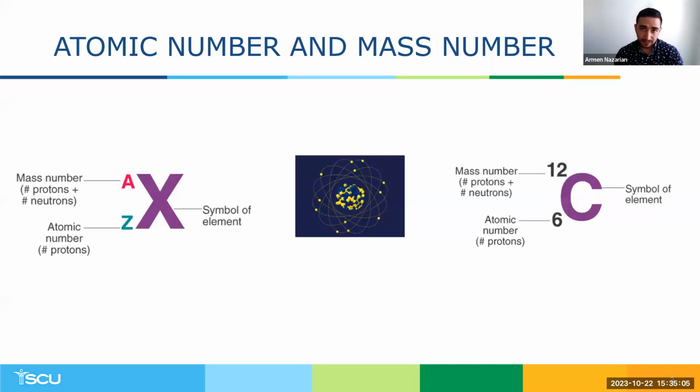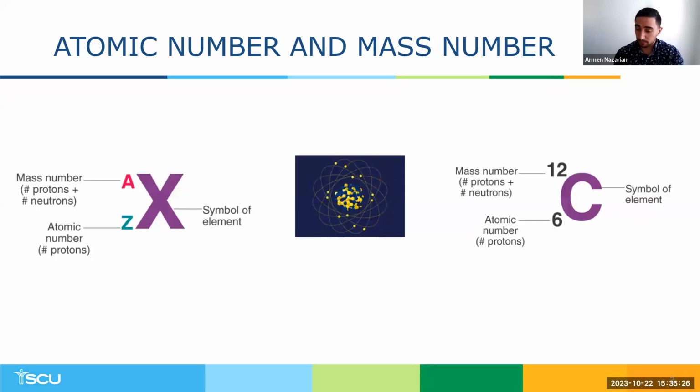We also have mass number, which is the sum of number of protons and number of neutrons of an atom. The reason it's called mass number is because the nucleus, which is comprised of the neutrons and protons, accounts for most of the mass of the atom. After all, neutrons and protons are 10,000 times heavier than an electron.